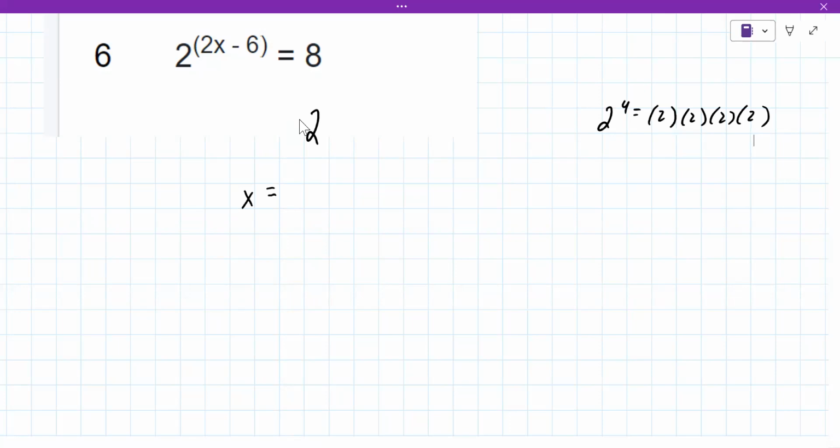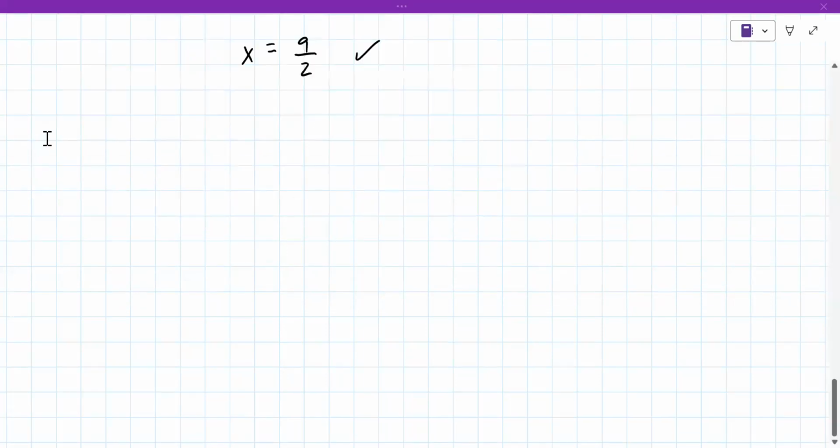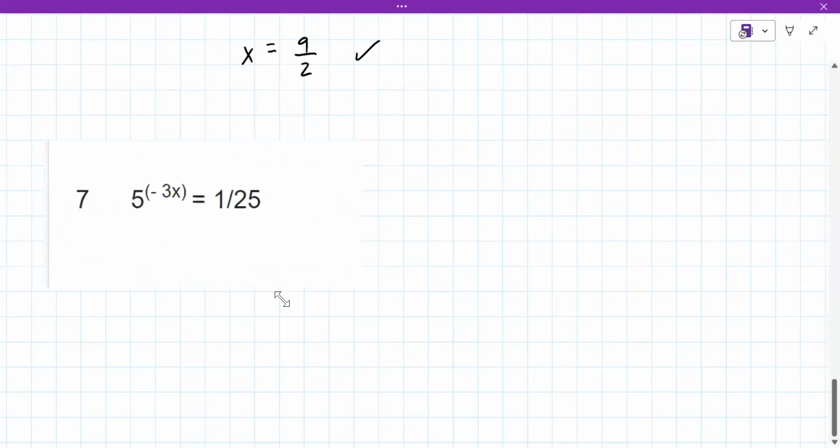Got x equals 9/2. Is that right? That is correct. Yep. Yay. All right, so let me have you try. We'll look at 7 here somewhat together. You're doing great. It's good to see you kind of working some problems out on your own.